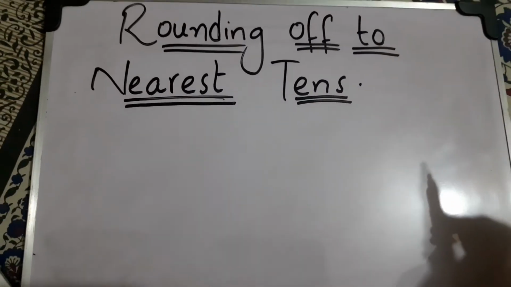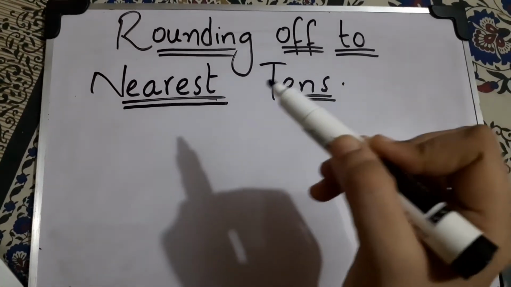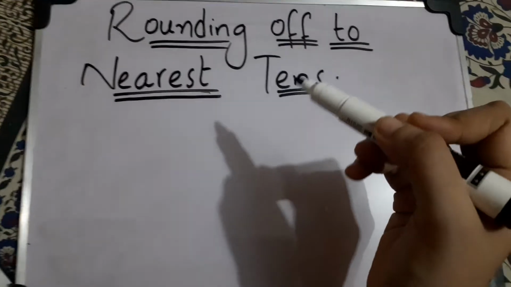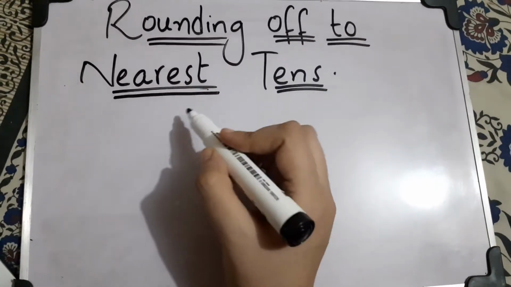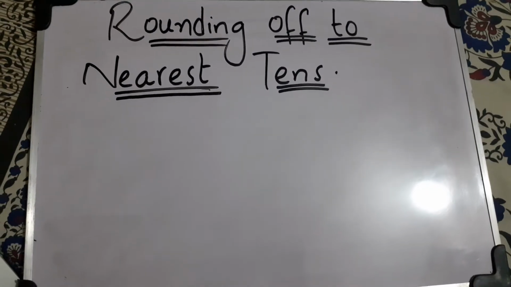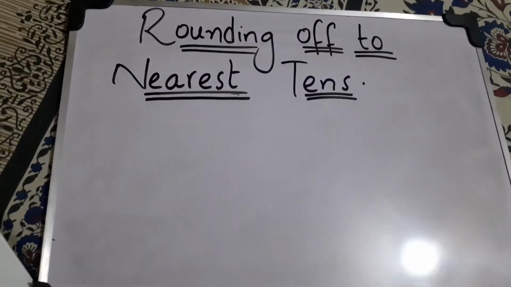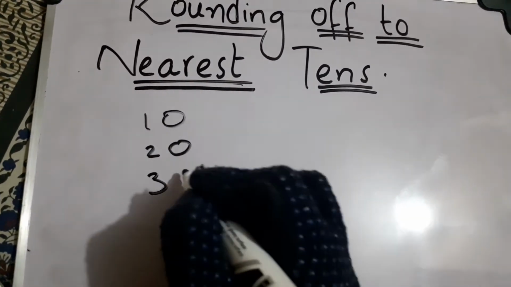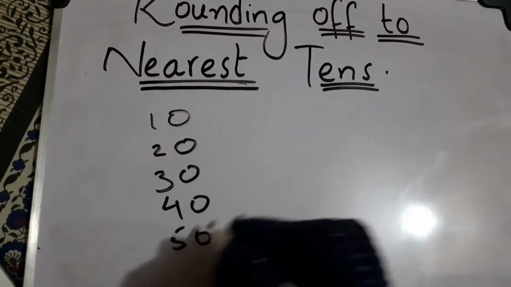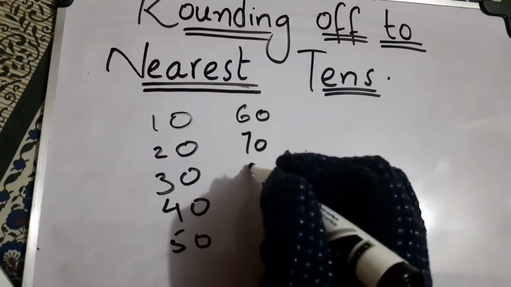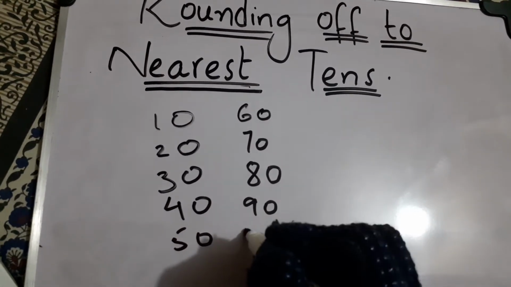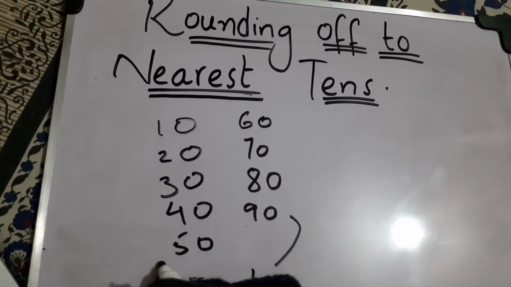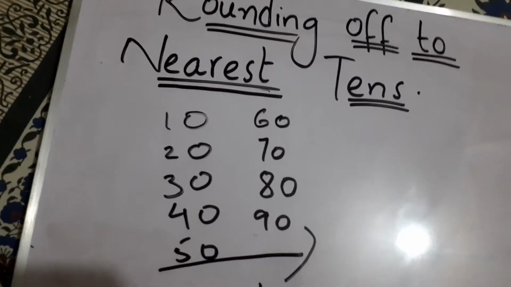Okay students, so today I am going to explain rounding off to the nearest tens. You know how we round off the numbers to the nearest tens? Look, in tens we have numbers like 10, 20, 30, 40, 50, 60, 70, 80, 90. And after 90 we go on to 100, but till tens we have numbers like this.